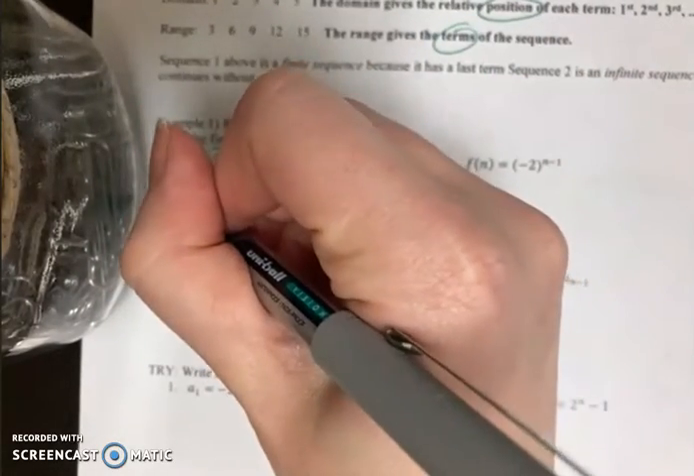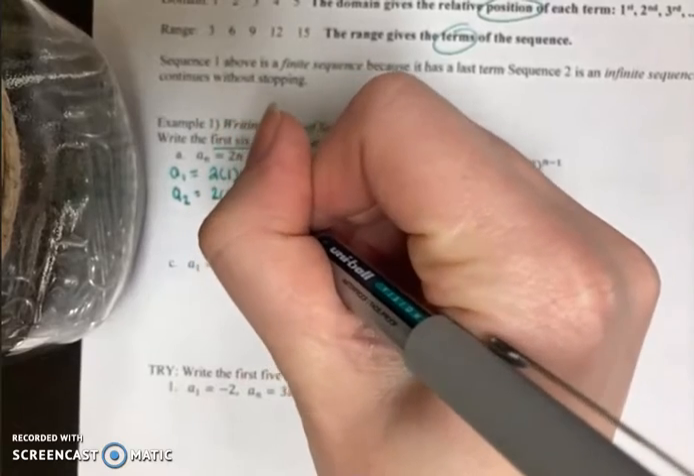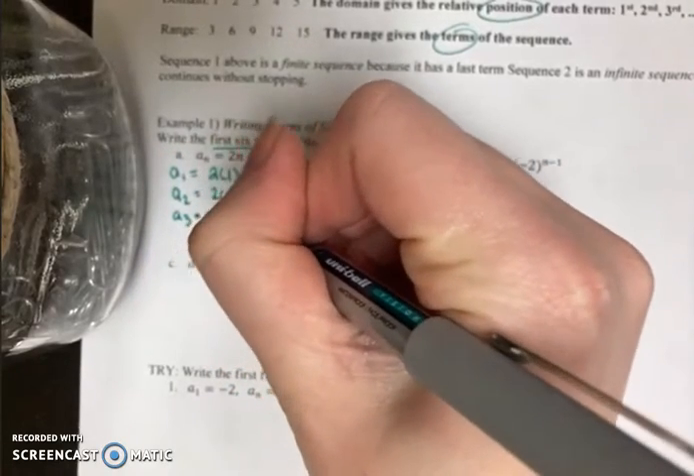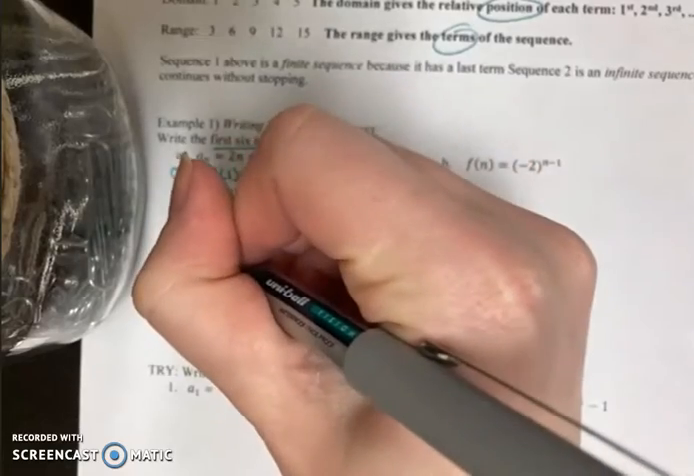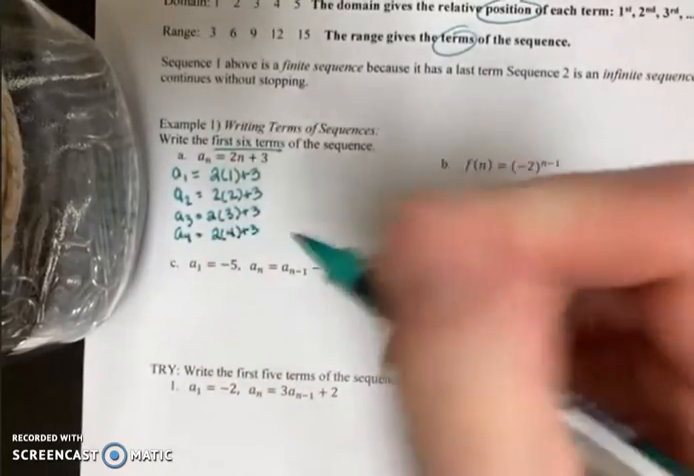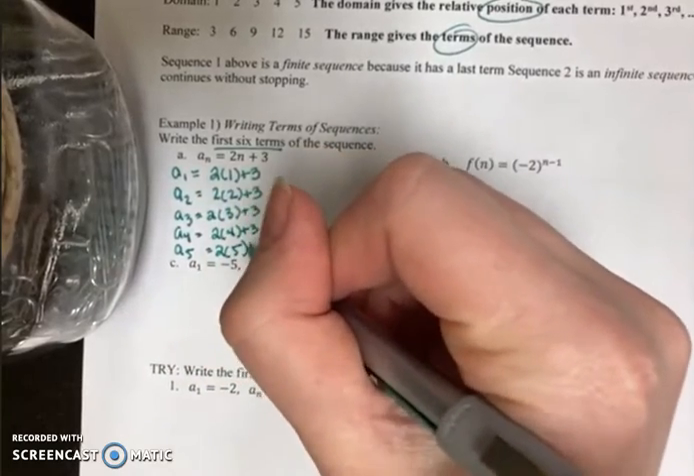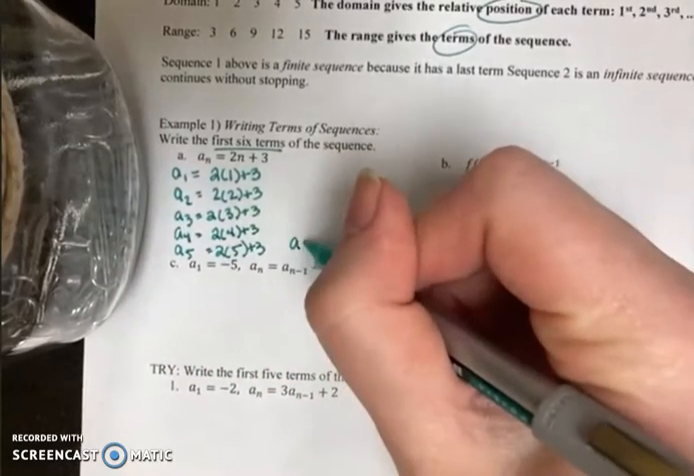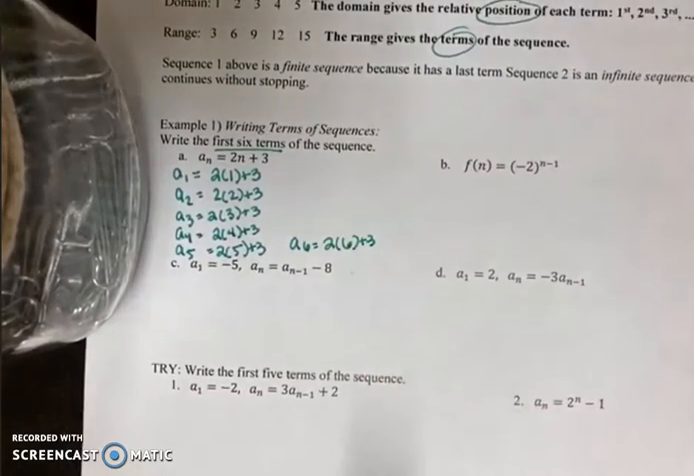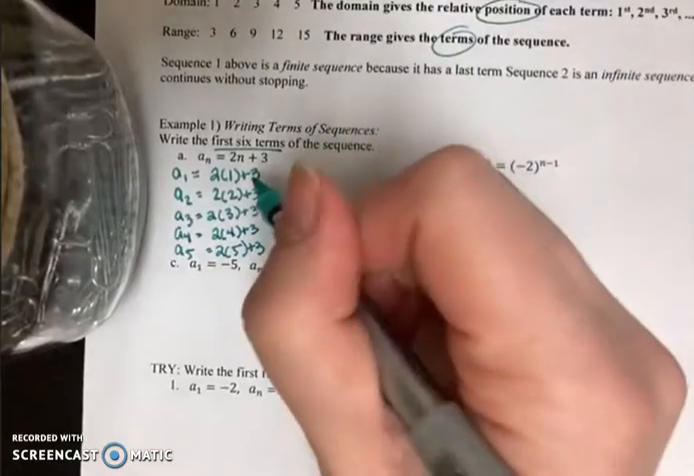I'm just going to keep writing the rules. A sub 2 is going to be 2 times 2 plus 3. A sub 3 will be 2 times 3 plus 3. A sub 4 is 2 times 4 plus 3. A sub 5 is 2 times 5 plus 3, and a sub 6 is 2 times 6 plus 3. So now all we have to do, once writing the rules, is actually solve for it.